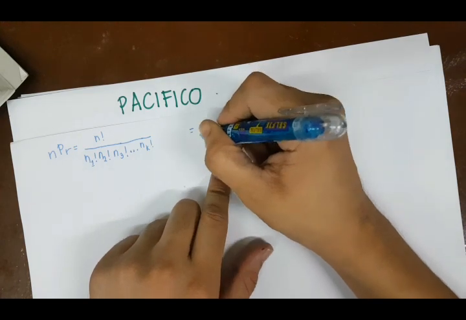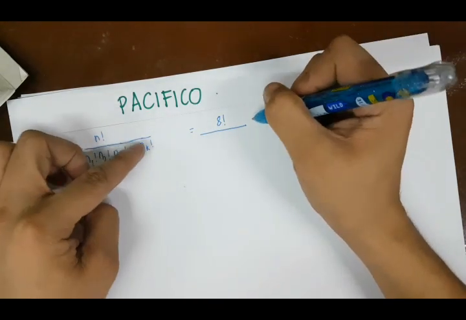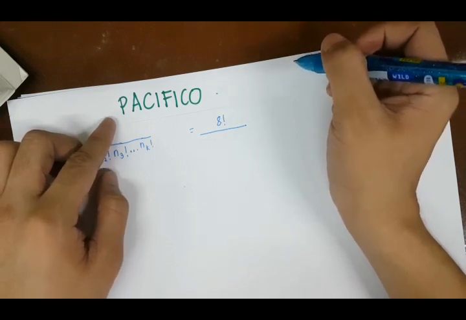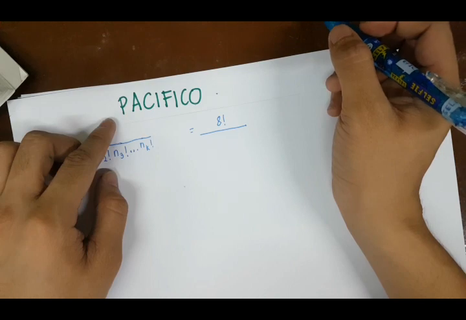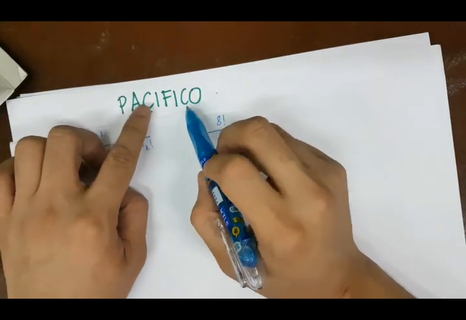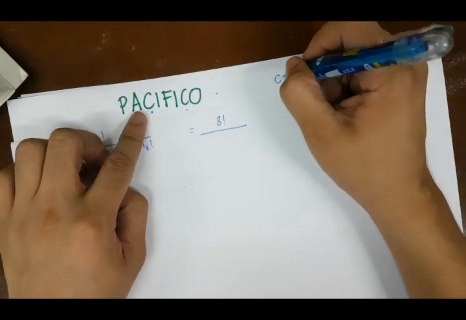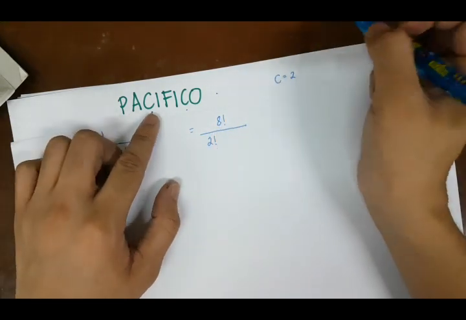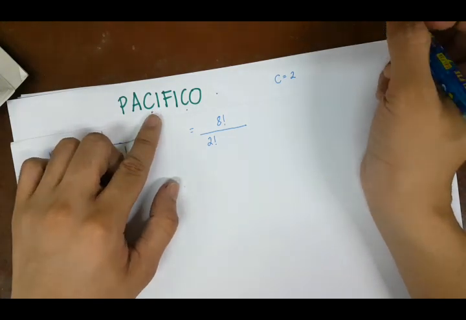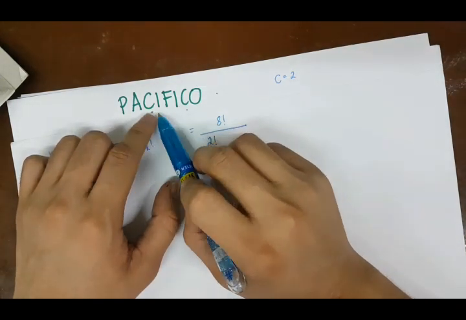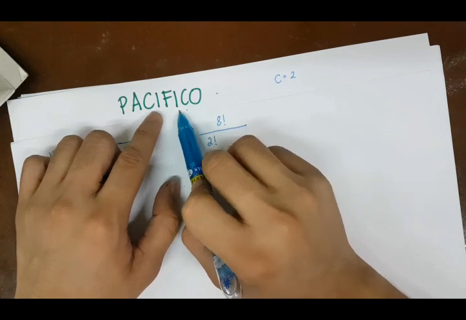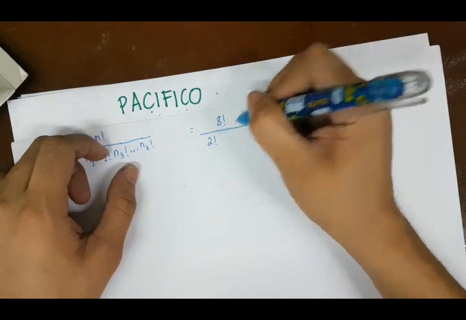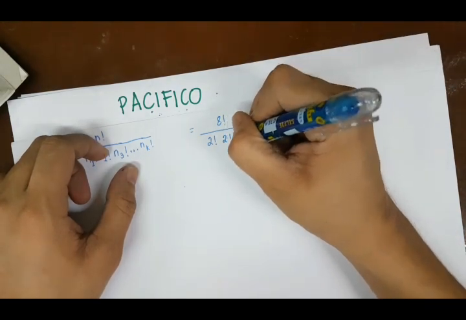So 8 factorial divided by the letters that repeat. Again, letters that repeat. So how many letters repeat here? So we have C. C is equal to 2. So there are 2 C's. So 2 factorial times, again, the letter that repeats. So there is I. There are 2 I's. So I is equal to 2. So that's 2 factorial.